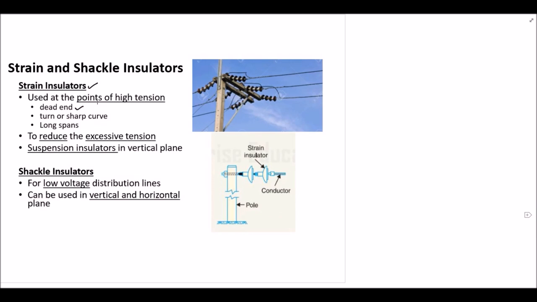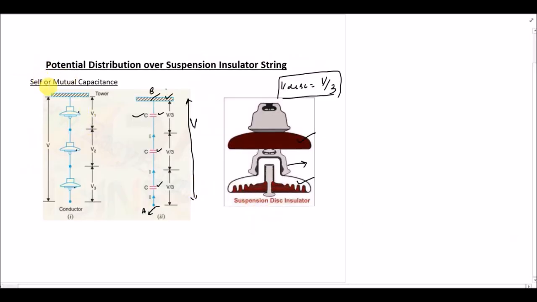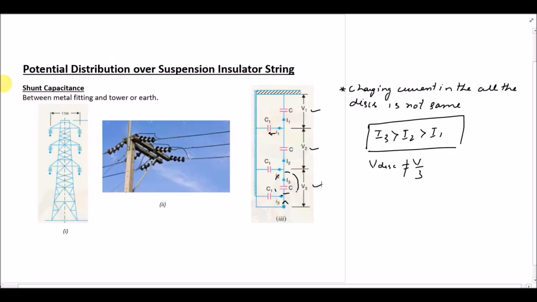So we have two different types of capacitances. One is the self or mutual capacitance. We have a porcelain portion of each disc between two metal links, so each disc makes a capacitor known as mutual or self capacitance. Then we have shunt capacitance, which is between the metal fitting and the tower, and because of it, the leakage current passing through the discs is not the same. So the voltage distribution over the three insulators is also not the same. The voltage closer to the conductor has the largest value, and the voltage across the disc closest to the ground tower has the minimum value.